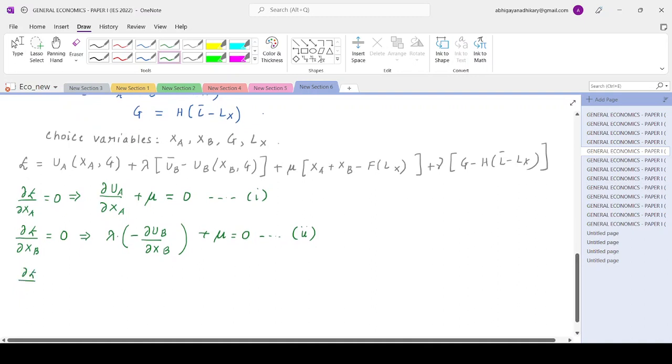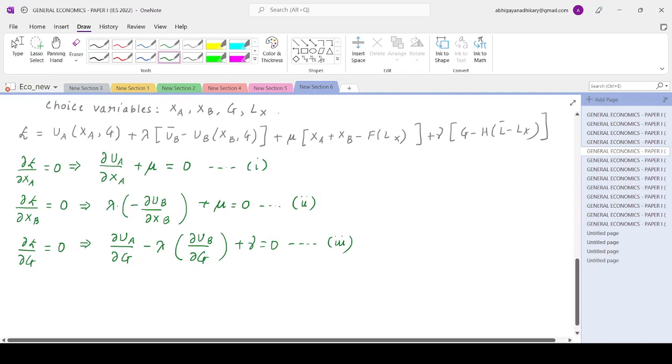Next, del L by del G is equal to 0. So that will be del UA by del G, which is the marginal utility from the public good. The second term will also contribute, so minus lambda del UB by del G over here. The third term will not contribute. The fourth term will contribute, plus gamma is equal to 0. So that is equation number 3.